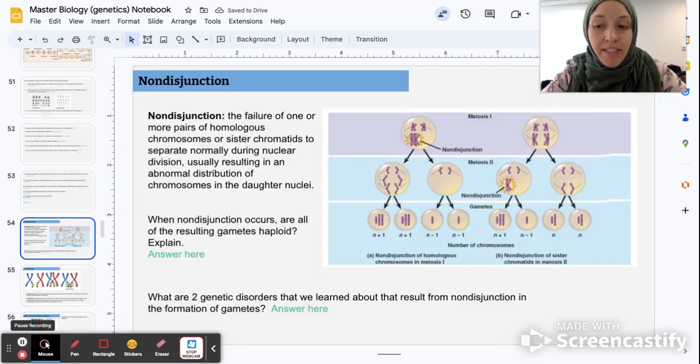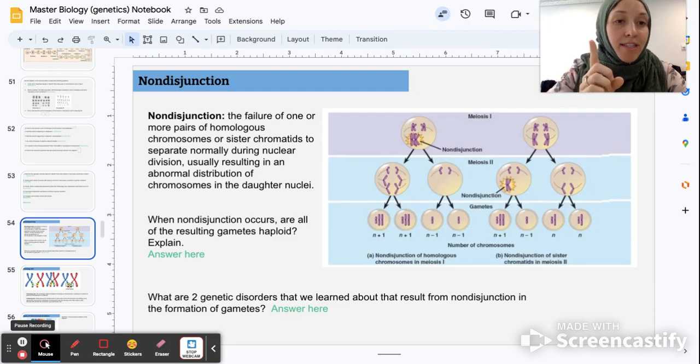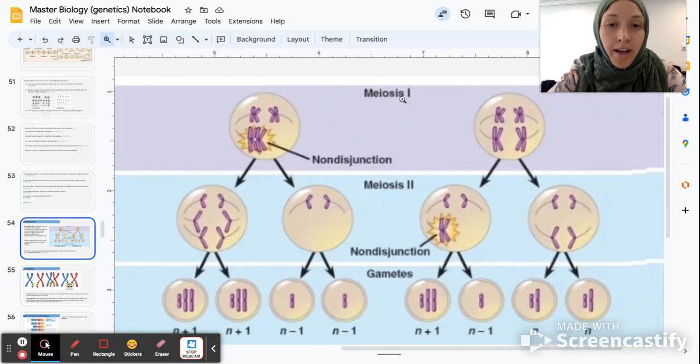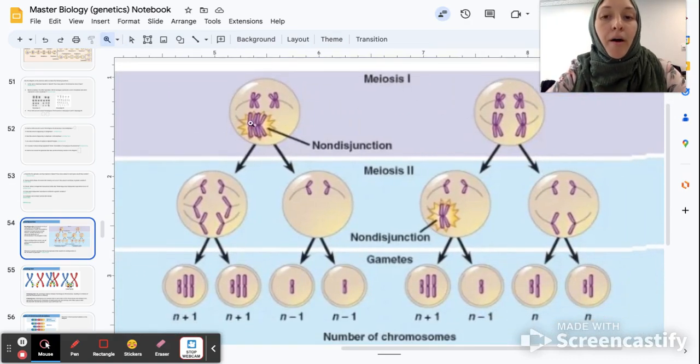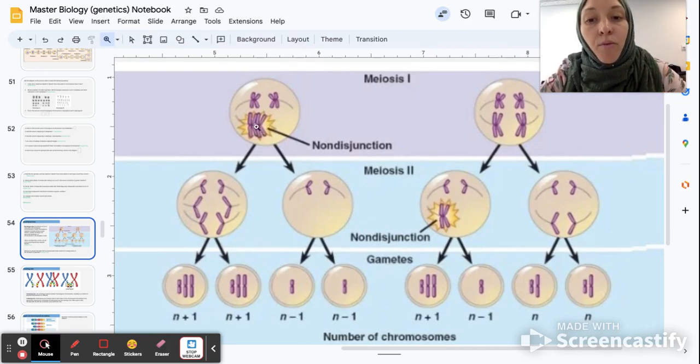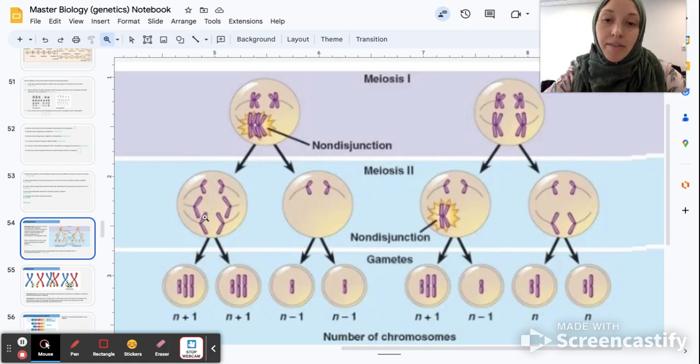Sometimes, though, there are mistakes during meiosis. One of those mistakes that can happen is non-disjunction. So if non-disjunction occurs in meiosis 1, that means that my homologous chromosomes fail to separate. So I have 1 pair of homologous chromosomes, or both pairs of homologous chromosomes end up in the same cell.